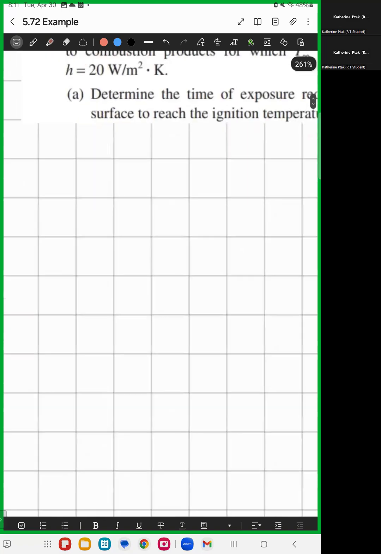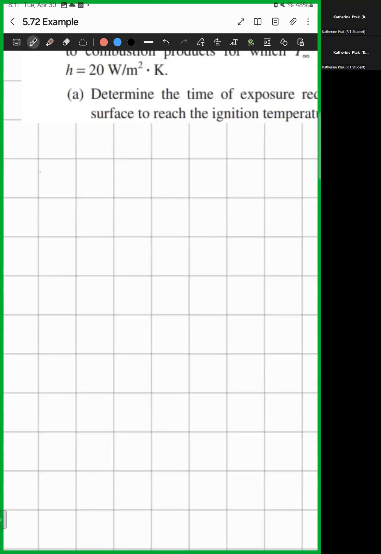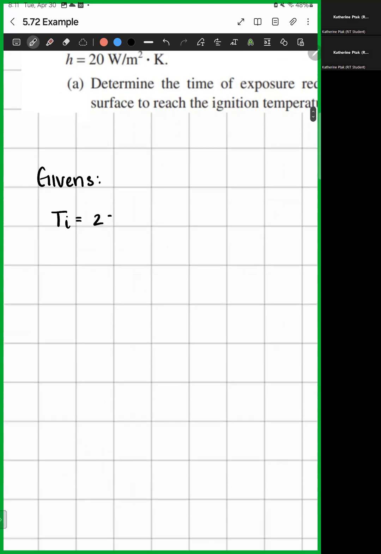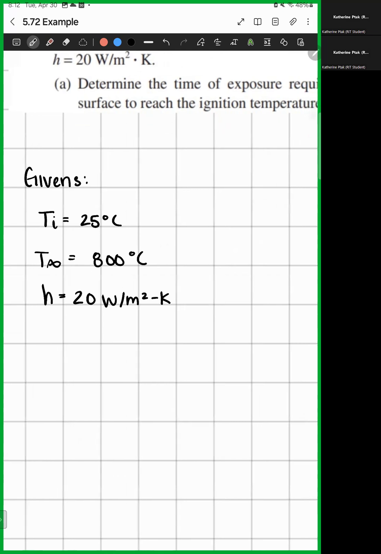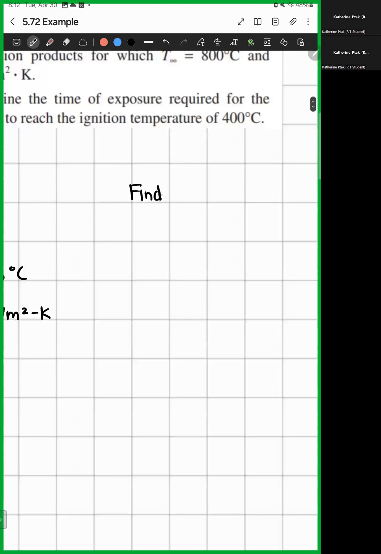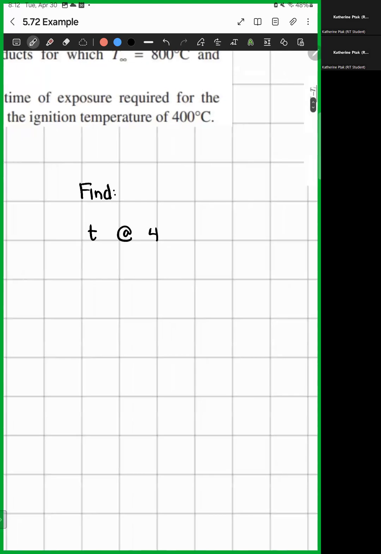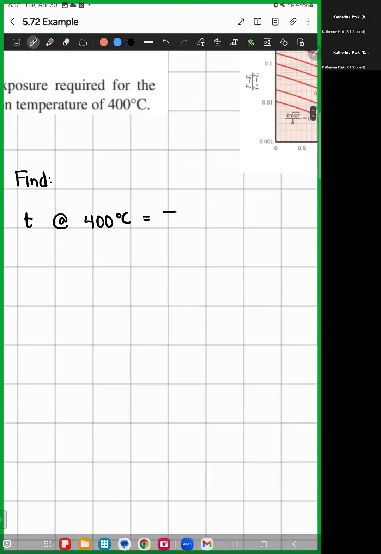So what we're going to do is start off with the givens. First we have T initial equals 25 degrees Celsius. We have T infinity equals 800 degrees Celsius, and h equals 20 watts per meter squared Kelvin. We want to find T, the time, at 400 degrees Celsius, which for this problem we're going to call T at 0, t.